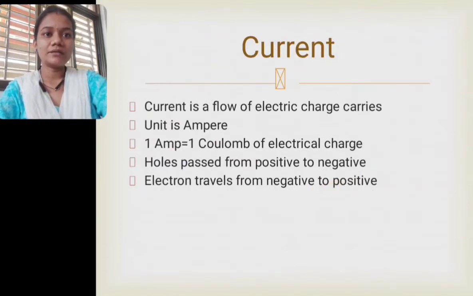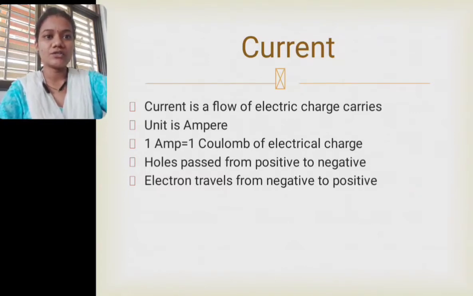Now next is current. In electric circuits, when we apply a voltage, there is a flow of electrons. Current is nothing but the flow of electric charge carriers. The unit of current is ampere, where 1 ampere is equal to 1 coulomb of electric charge per second. Holes pass from positive to negative, while electrons travel from negative to positive, so they move in opposite directions. When electric charge carriers flow, they cause the current.